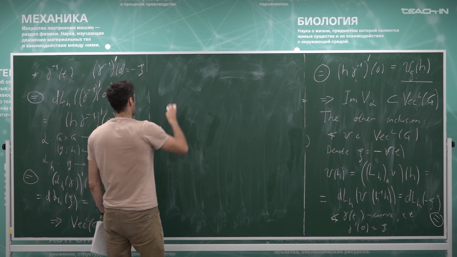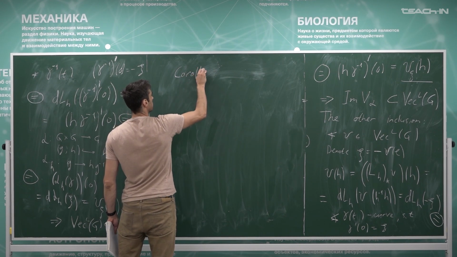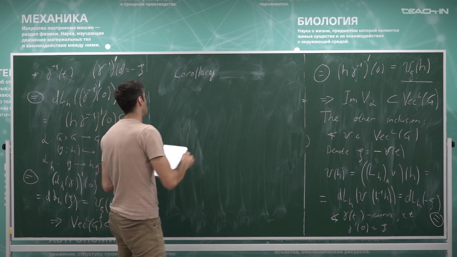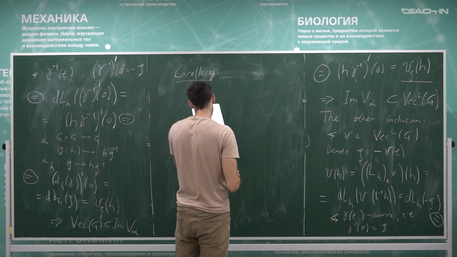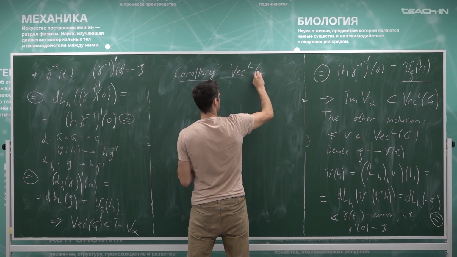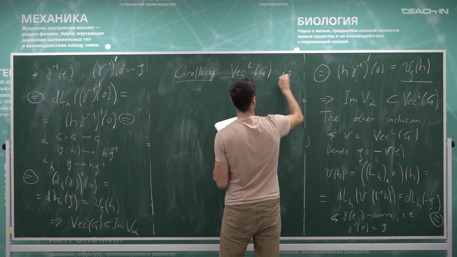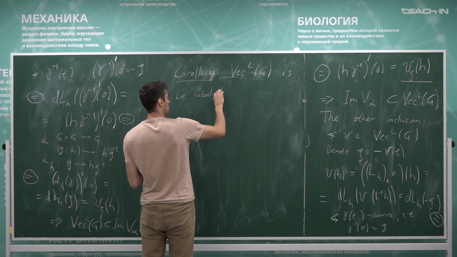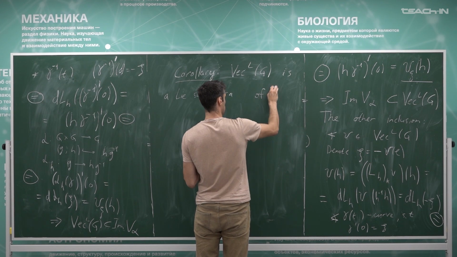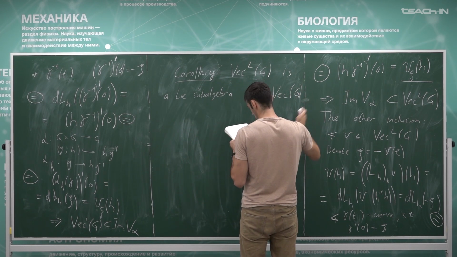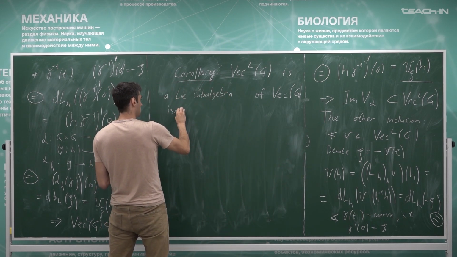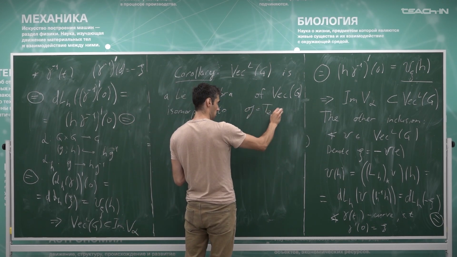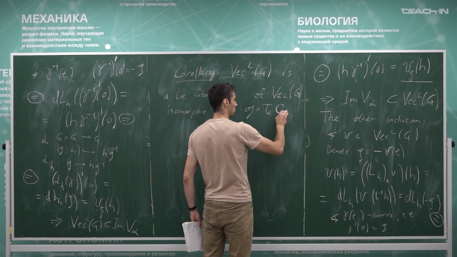Okay, and so we have this corollary, which I just spelled out, which is very important to know. First corollary. So Vec L G is a Lie subalgebra of Vec G isomorphic to g, which is the tangent algebra of the group G.